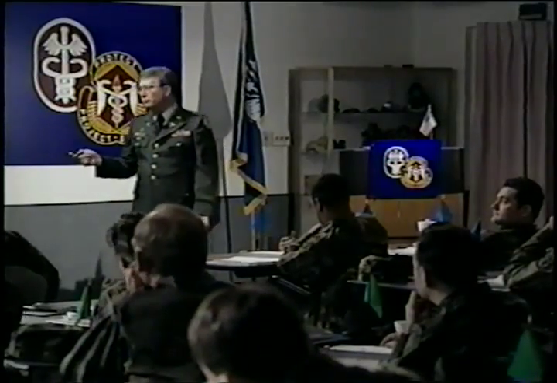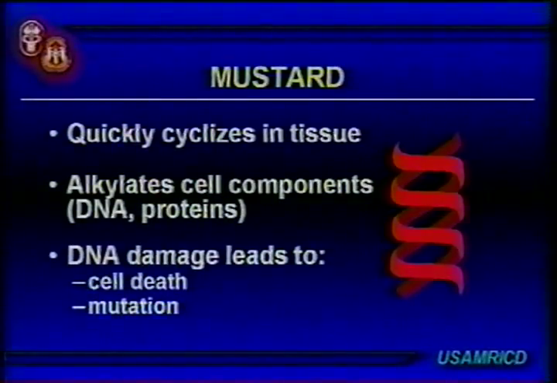But we know from studies that your cell proteins, and especially the DNA in actively dividing cells, are the most sensitive targets for mustard. And that tells us a lot about the mechanism of action of mustard. Thus, when your DNA in your cells has been rearranged on your epithelial surfaces, it can lead to cell death or mutation in the cells.